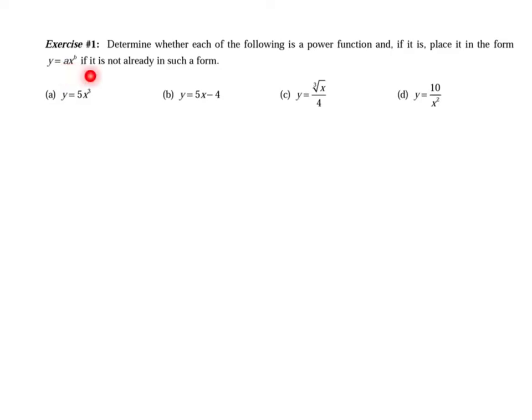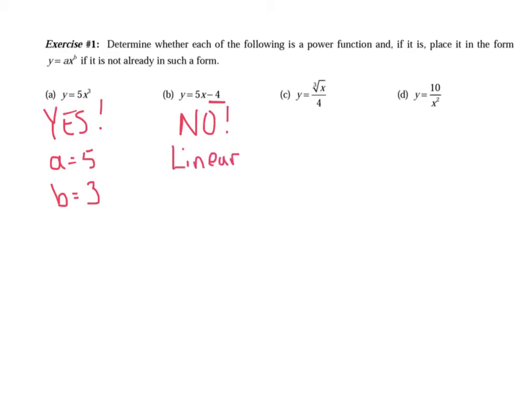Now, as I look at the first example, I think this is a classic power function. So I'm going to say a big old emphatic yes. Yes, that's a power function. It fits perfectly. Your a value is a 5. Your b value is a 3. That's a great power function. Now, when I get to the second one, that's a very emphatic no. There is no power, plus we have this extraneous second term right there. So this is actually a linear function, and it is not a power function because of the -4.